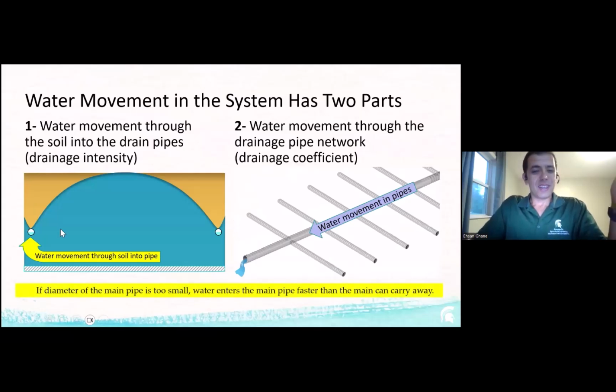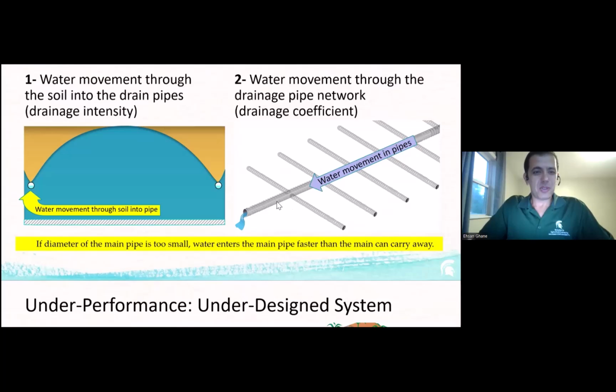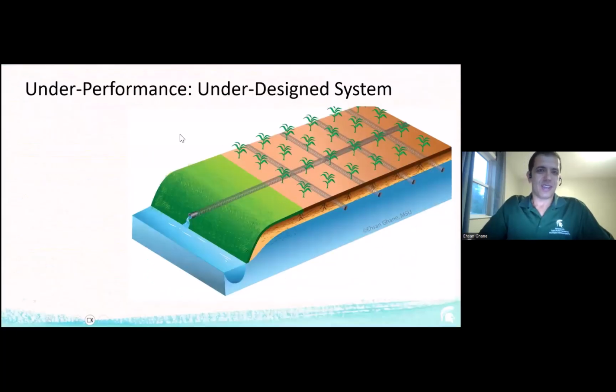In this case, if these pipes on the right side, which are really the main pipes, are too small, water is going to enter the pipe from the soil faster than the main pipe can carry away. So let me demonstrate that in another diagram here. This is the same drainage system, but we're looking at it from a different angle now.